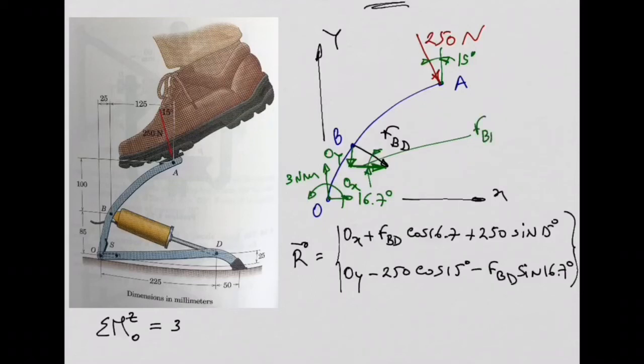Is FBD times cos 16.7, while this component here is FBD sine 16.7. You all agree with this or not? Yeah, so now for the moment about point O, it is easier to use these two components I have there in green instead of using FBD. Well, if you want to use FBD, you can always do the external product of a position vector with the force vector. But we are doing a different approach now. So let's start with this.